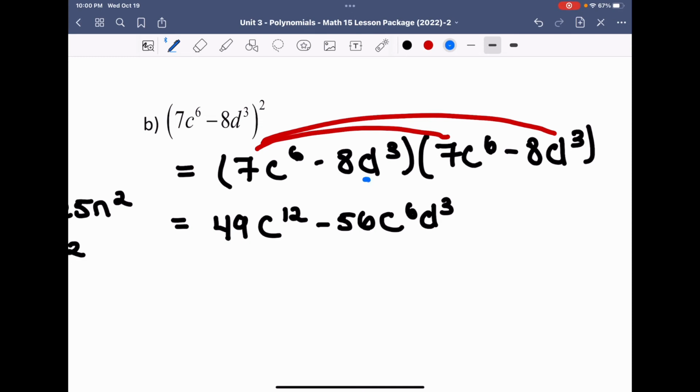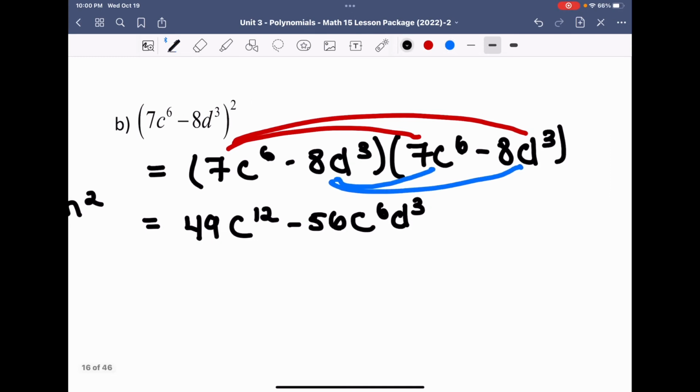We have a negative 8d cubed times the 7. I multiply my last terms, negative 8d cubed times 7c^6. I actually get the exact same term here, negative 56c^6 d^3. And then finally, negative 8d^3 times a negative 8d^3 will give me, well, negative 8 times a negative 8 is positive 64. And then I need to add my exponents on the d's. So this is d^(3 plus 3), which is d^6.